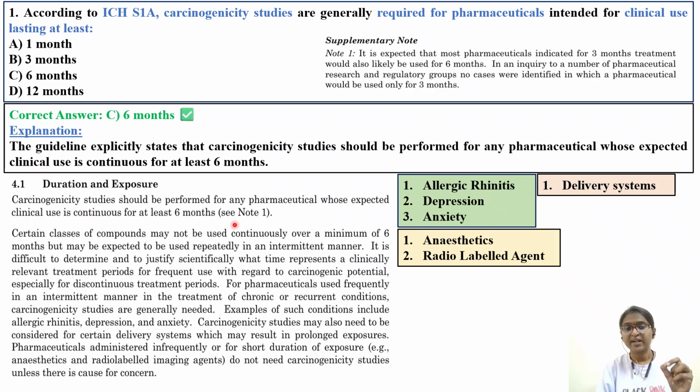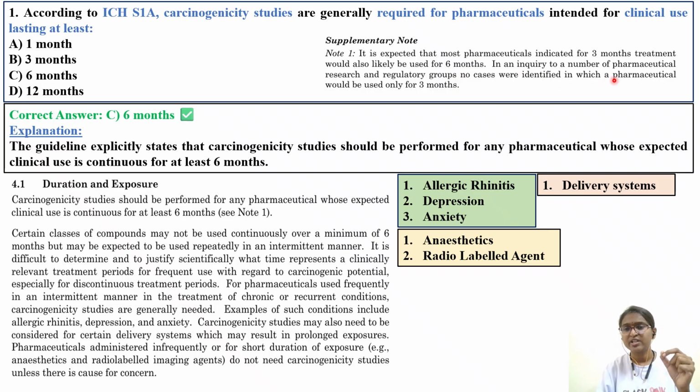But they have also given in the bracket C, note 1. Towards the end of the guideline, there is a supplementary note, that is note 1. Let's go through what note 1 is stating. It is expected that most pharmaceuticals indicated for 3 months. So till now we were discussing drugs which are used at least for 6 months in human beings. There are certain drugs which might be indicated for 3 months in human beings. Treatment would also likely be used for 6 months. There might be certain diseases where, even though the indicated treatment duration is 3 months, the patient might not be cured, so the treatment might last up to 6 months. For those drugs also you need to do a 2 year cancer study in rat and mice.